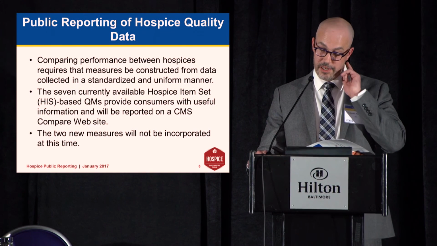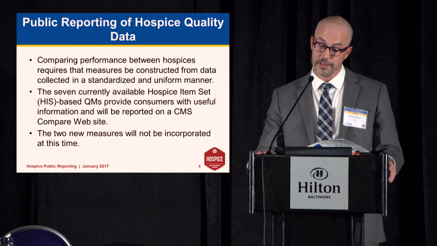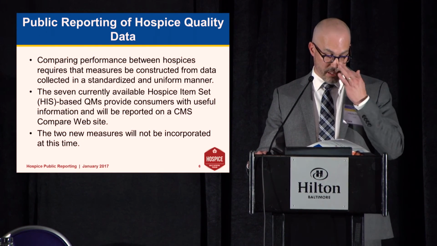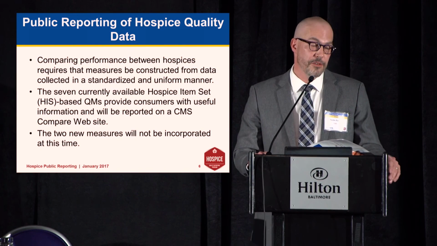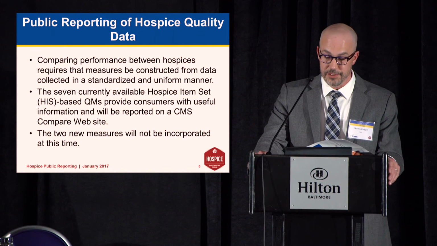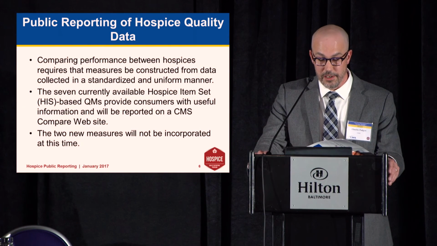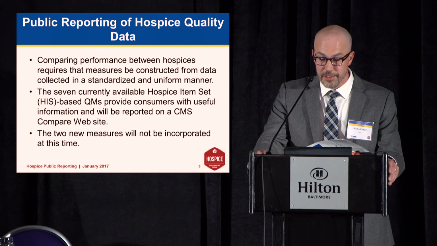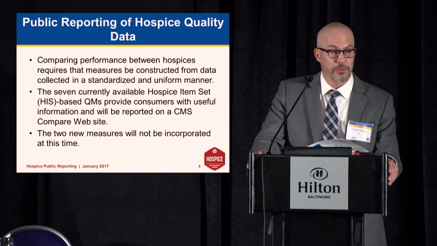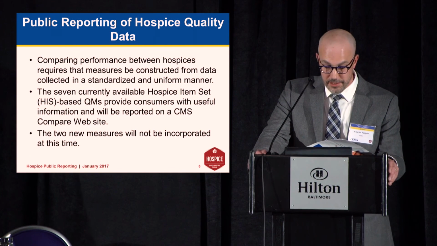There are 7 currently available hospice item set based quality measures that we feel will provide consumers with useful information and will be reported on the CMS Compare website. The 2 newly finalized measures in the fiscal year 17 rule, which are the hospice visits when death is imminent pair, and the hospice and palliative care composite process measure that Franzi reviewed earlier, will not be publicly reported initially on the Compare website.